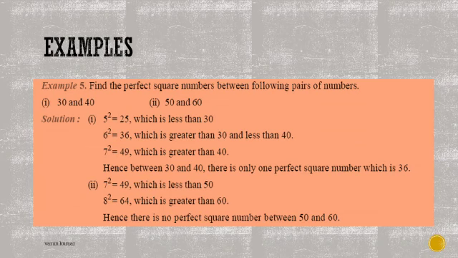Next problem: we have to find the perfect square between 50 and 60. We see that 7 square equals 49, which is less than 50, and 8 square equals 64, which is greater than 60. Hence, there is no perfect square between 50 and 60.